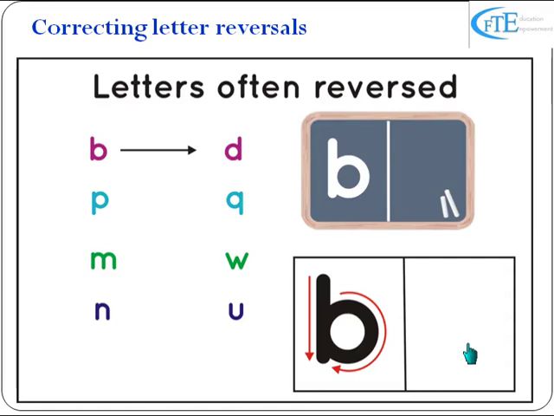If you do this, you'll find that all reversals will be corrected before the child gets into upper kindergarten. This is a very important exercise that has to be done before the child gets into grade 1. It's very difficult to correct reversals once the child gets into grade 1.